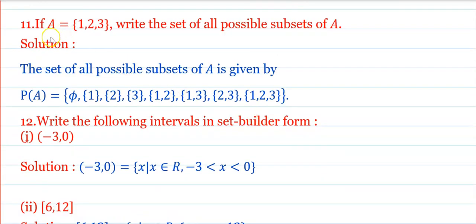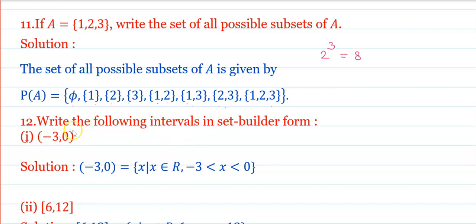Now the next question. If A is equal to {1, 2, 3}, write the set of all possible subsets of A. The set of all possible subsets of A is given by: first is the empty set, {1}, {2}, {3}, then {1, 2}, {1, 3}, {2, 3}, {1, 2, 3}. How many are there? 1, 2, 3, 4, 5, 6, 7, 8. That is 2 raised to the number of elements in A, 2 raised to 3, and that is equal to 8. Okay, this is the number of elements of the power set.